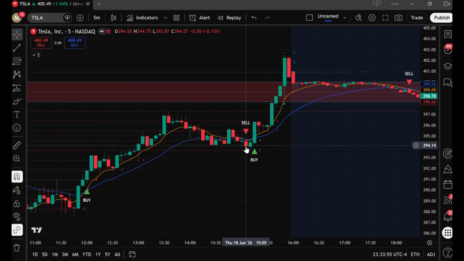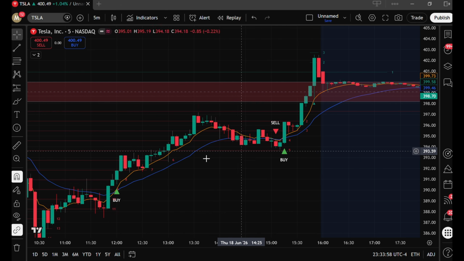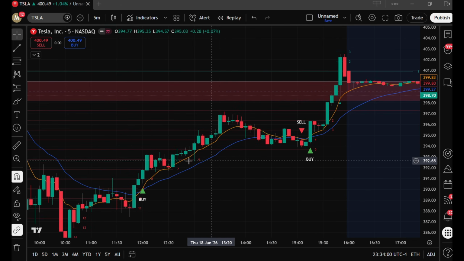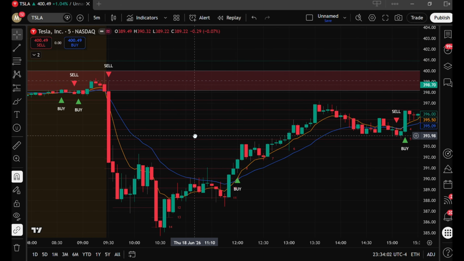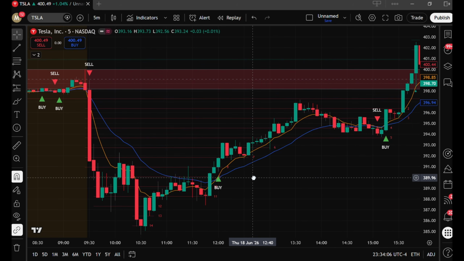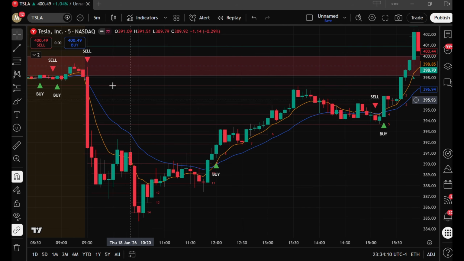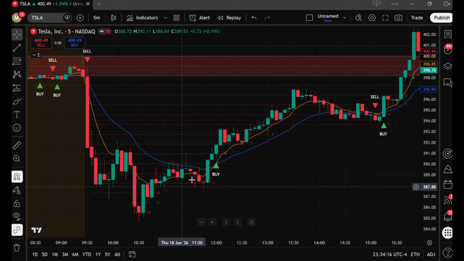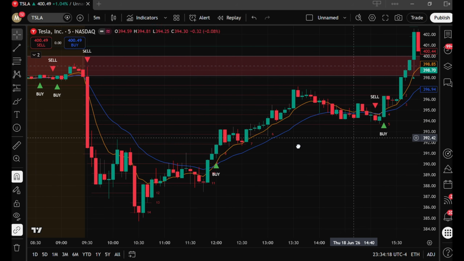These come from my Sammy buy and sell signals indicator. A buy signal tells me to start paying attention to possible long opportunities. The sell signal, on the other hand, tells me to start paying attention to possible short opportunities. Notice I said paying attention, not blindly going out and buying as soon as it says buy or selling as soon as it says sell.